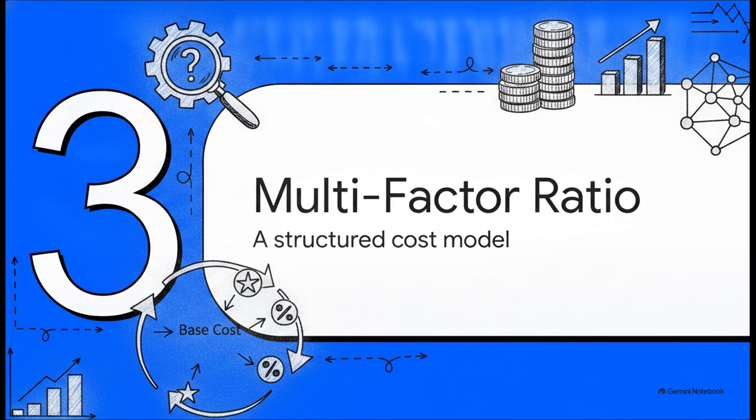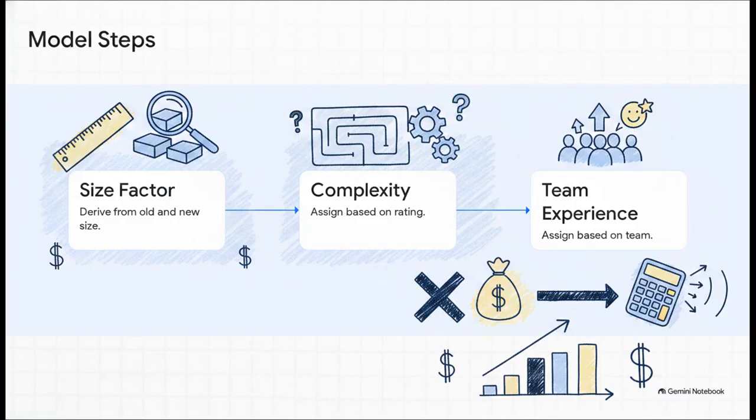To solve this, we'll use Section 3, the multi-factor ratio model. This is essentially a structured cost model used to scale our old costs using specific multipliers. To crack this model, we just need to calculate three distinct factors. Step 1 is the size factor. Step 2 is the complexity factor. And Step 3 is the team experience factor. We're going to calculate each one and then multiply them all by our historical cost. So, let's do the math.